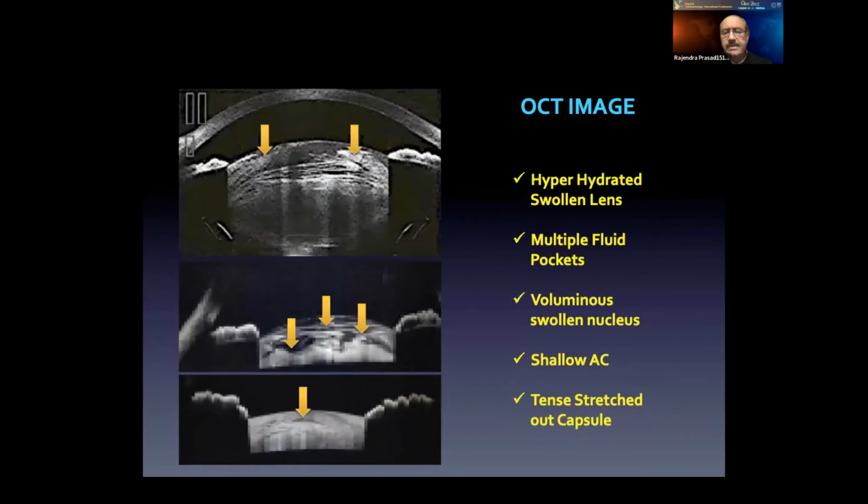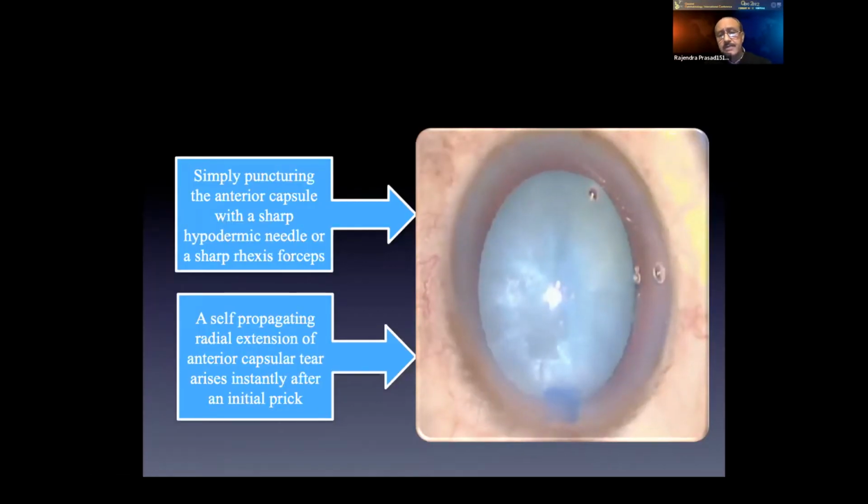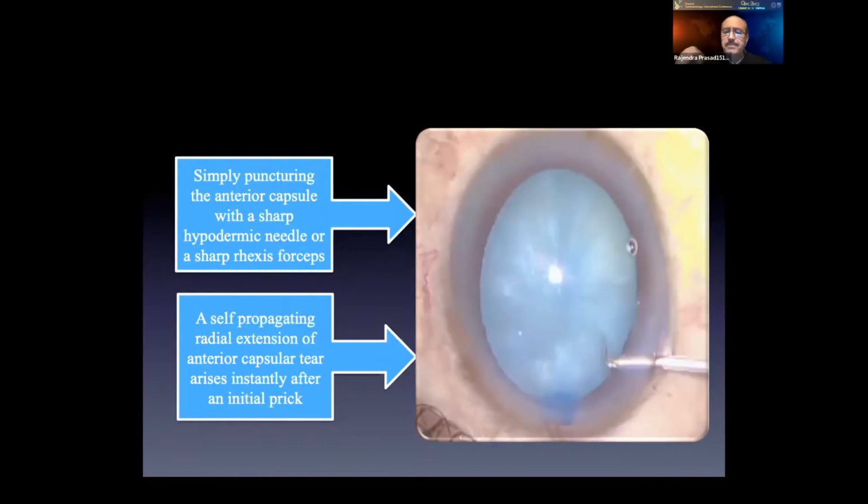When you look at the OCT images of these cataracts, you would see the hyperhydrated swollen lens, multiple fluid pockets, and a very voluminous swollen nucleus. You come across a shallow anterior chamber, and the most important point is the very tense and stretched out anterior capsule.